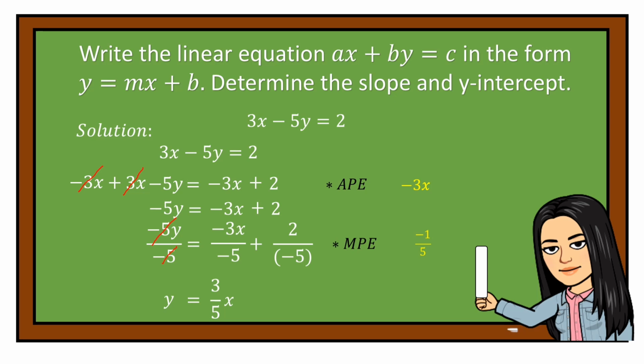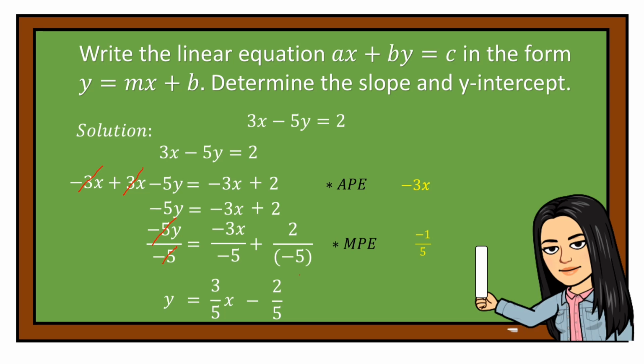And then 2 over negative 5 is equal to negative 2 over 5. Take note, kapag nag-divide ng dalawang negative, the answer will be positive. Kaya ang ating 3 over 5 ay naging positive. Kapag naman nag-divide ng isang positive at isang negative, the answer will be negative. So that's why we have here negative 2 over 5.